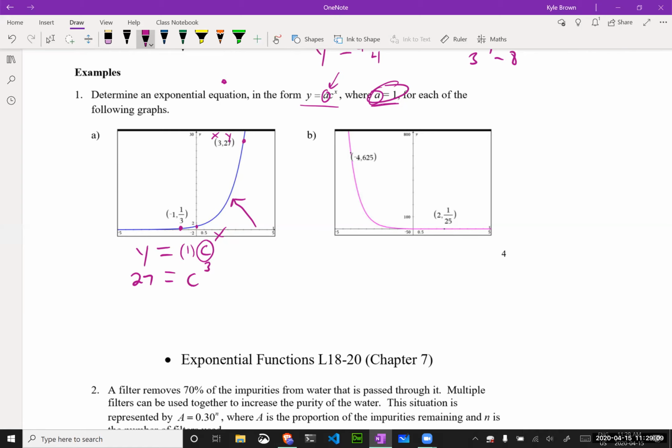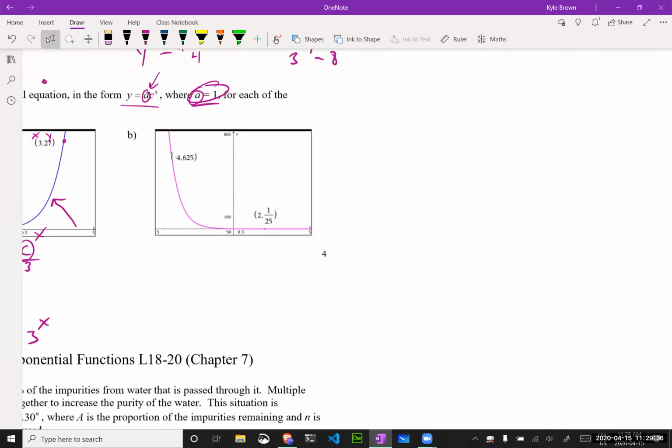So this is c to the power of 3. If I want to get rid of that 3, I'm going to cube root it. So cube root both sides. So we end up getting c is equal to 3. So, therefore, our equation here is just y is equal to 3 to the power of x. And that's it. All right, next one.